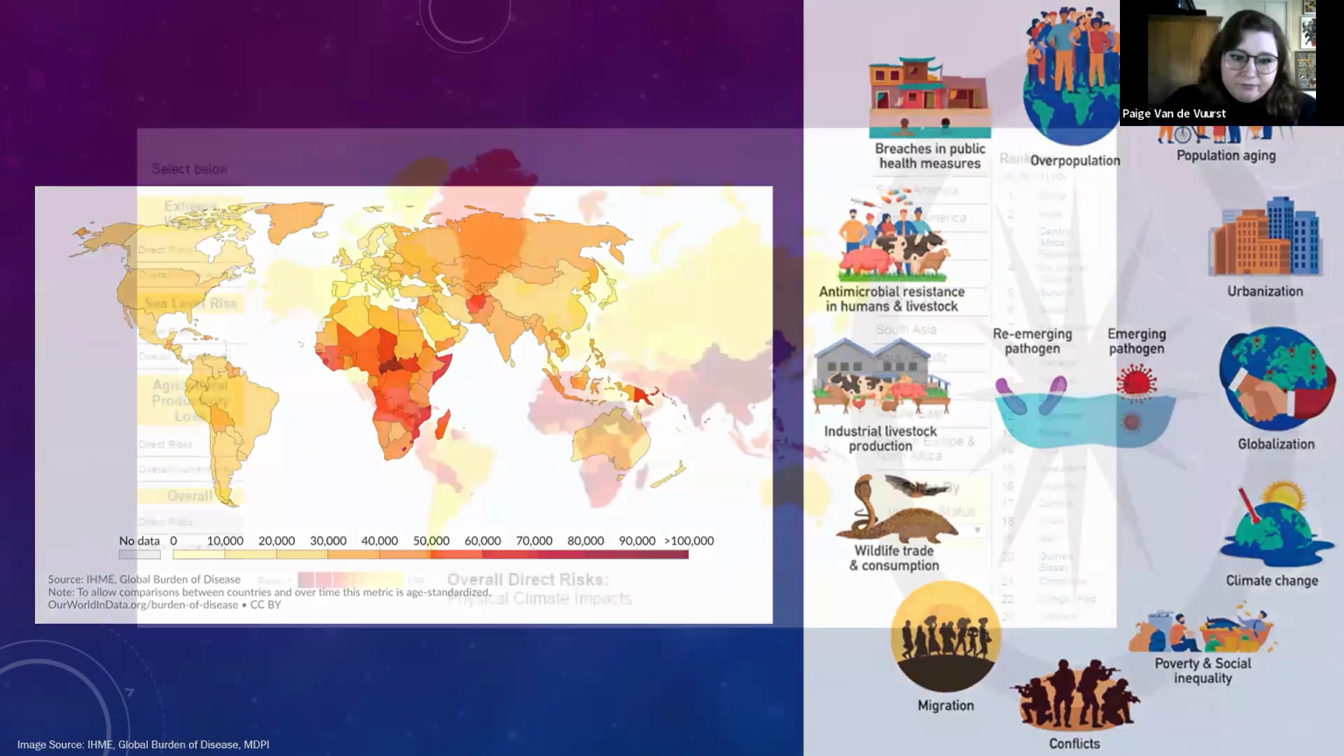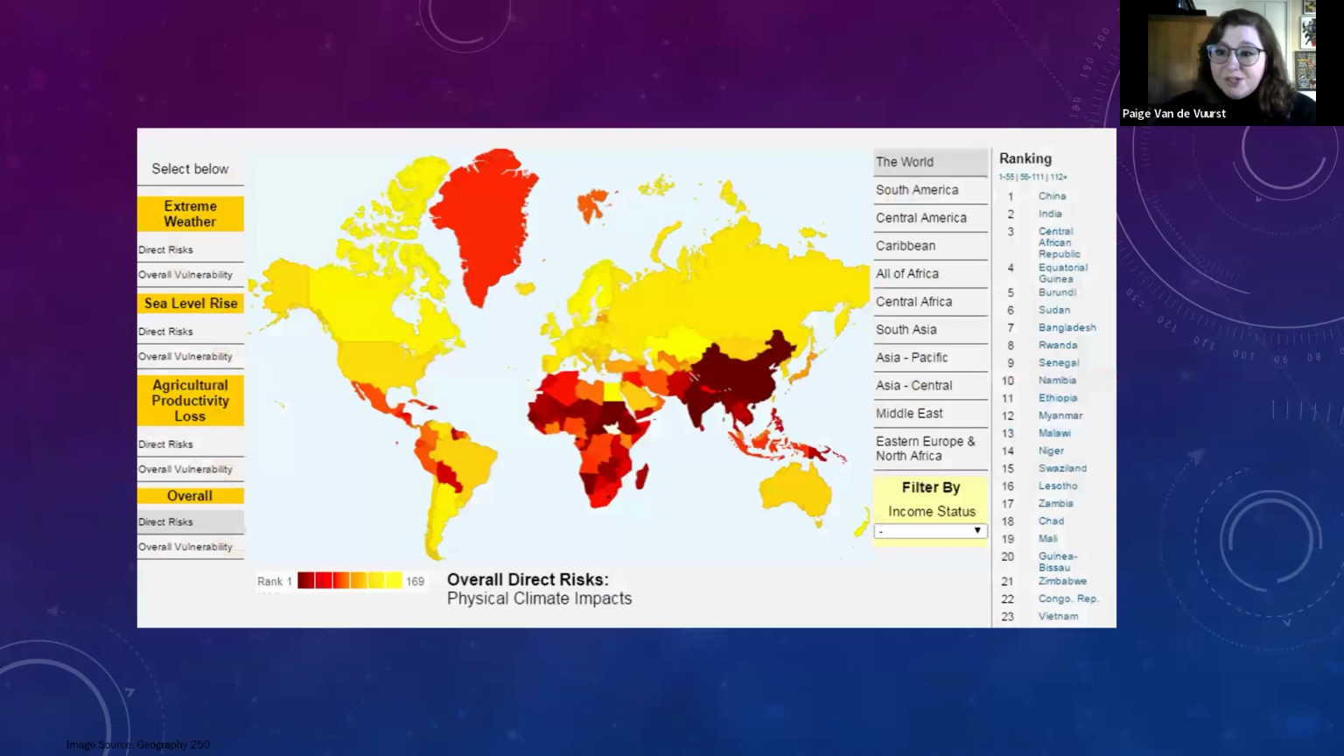We also know that climate change risks can often compound on top of locations that are already at heavy risk for infectious disease burden. So this is a map of physical climate change impacts, and you can see some of the locations that are in dark red on this map were also in dark red on the previous map.